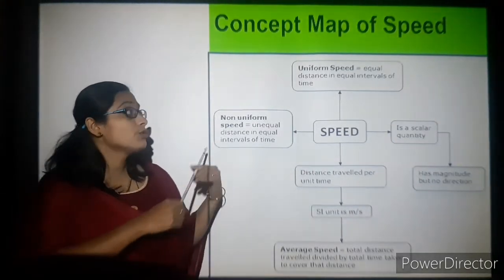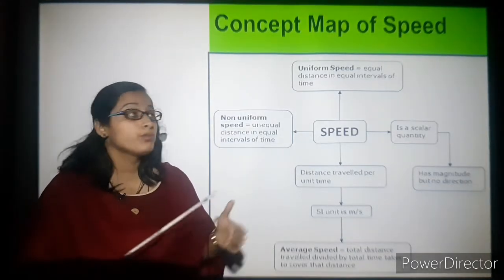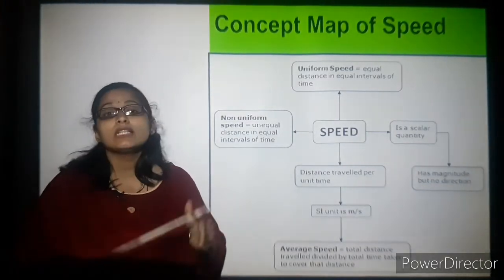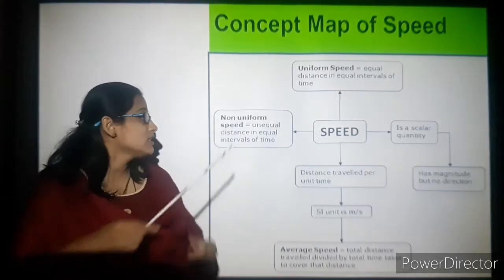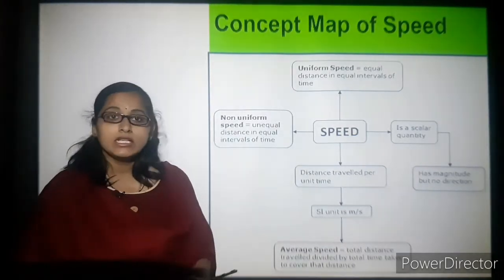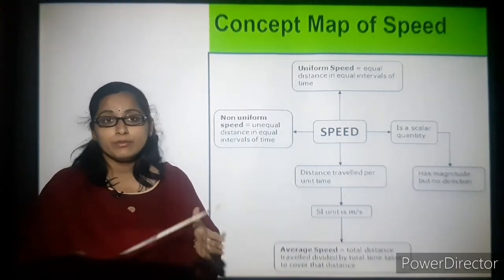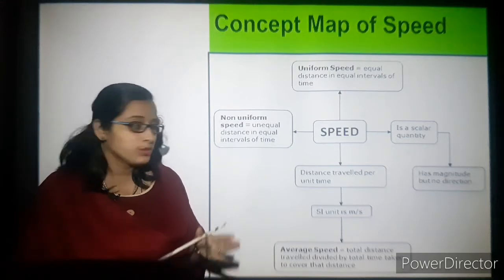Then what is non-uniform speed? As we know, it is the opposite of uniform speed. It is unequal distance travelled in equal intervals of time. This has been explained in the previous video, so just refer to the previous video.